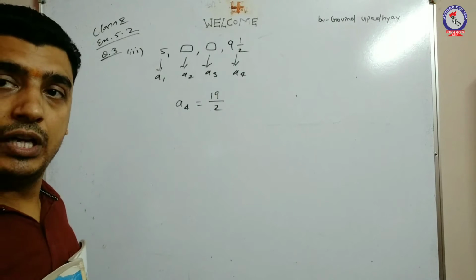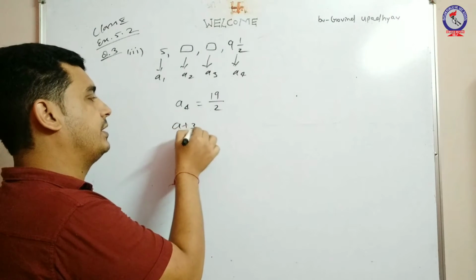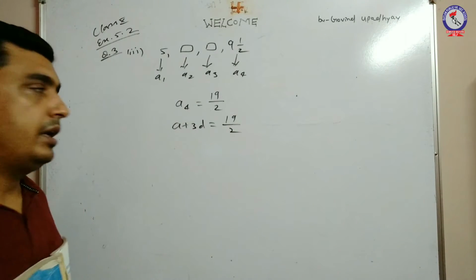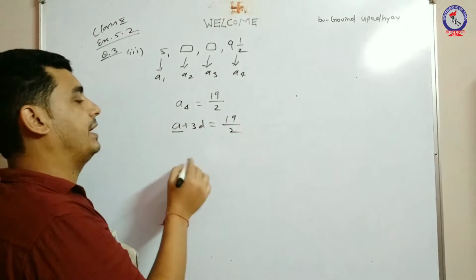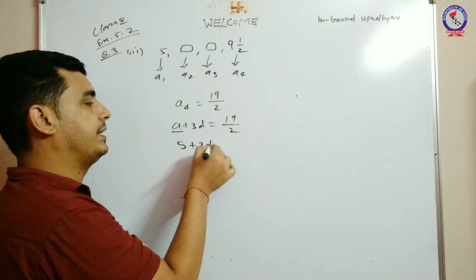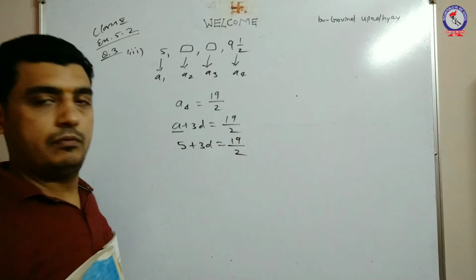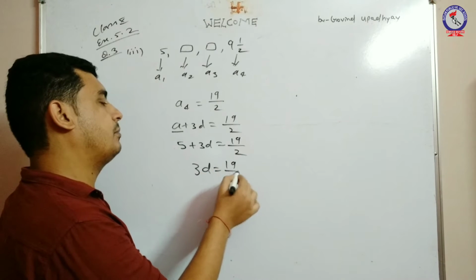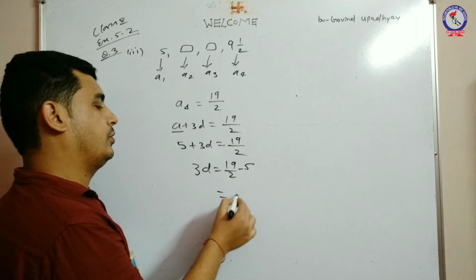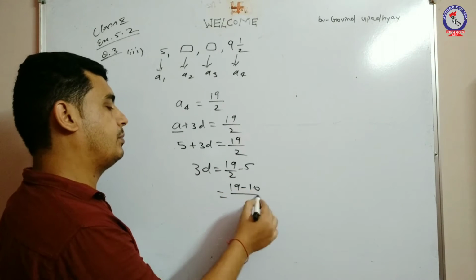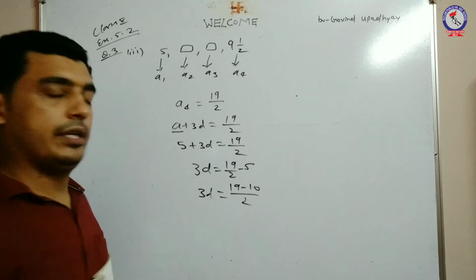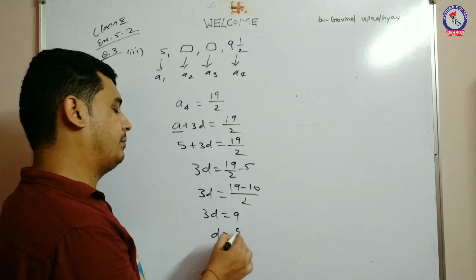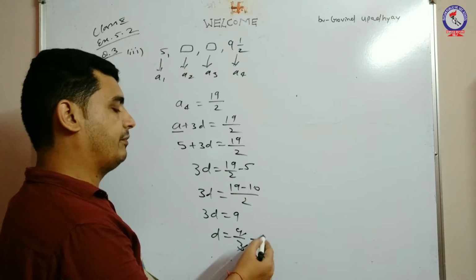What is the formula for A4? That is A plus 3D. So 19 by 2. A is 5, so 5 plus 3D is equal to 19 by 2. And 3D will be 19 by 2 minus 5. So 19 minus 10 upon 2 is equal to 3D. So 3D is equal to 9 and D will be 9 by 3. So the difference is 3.